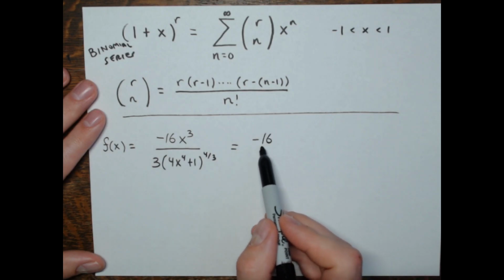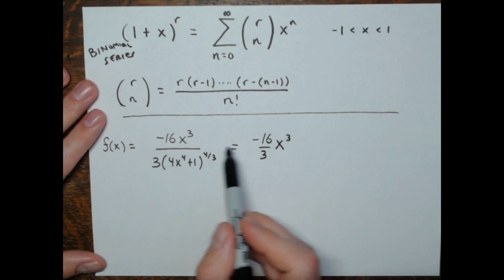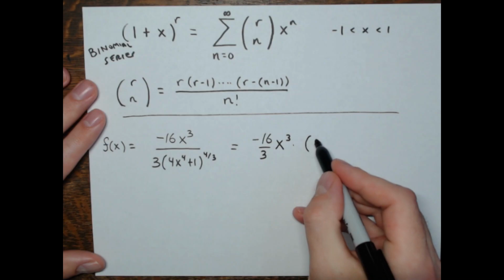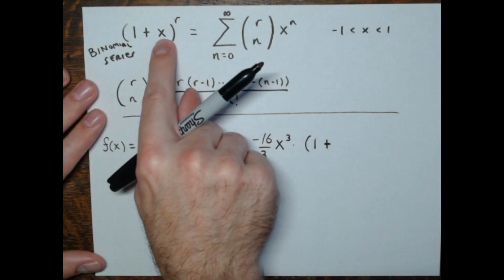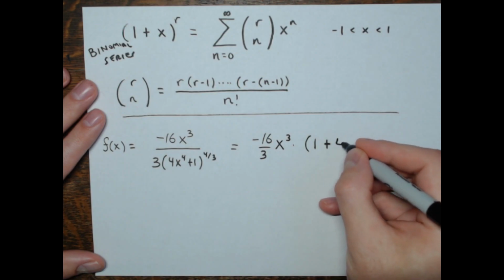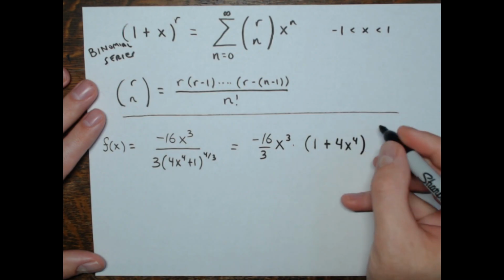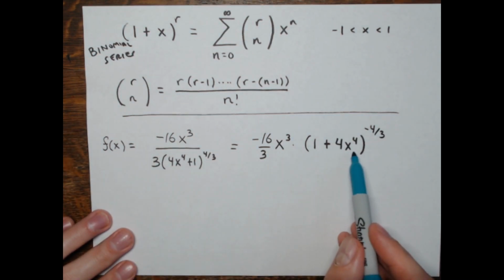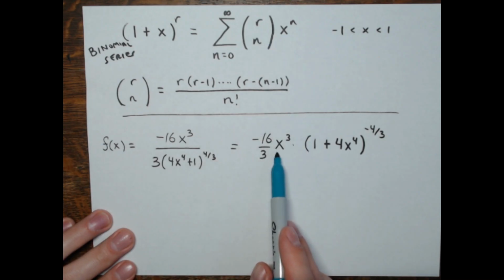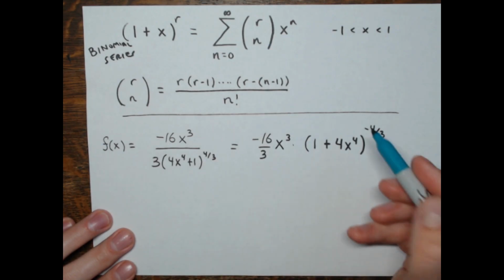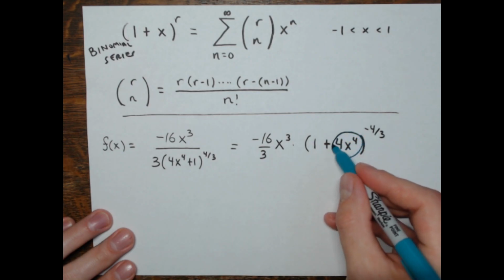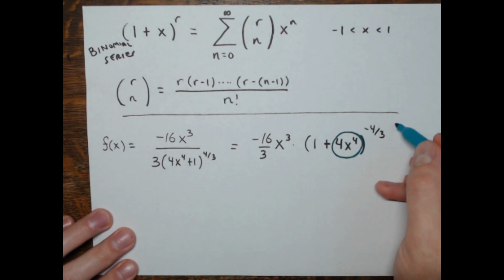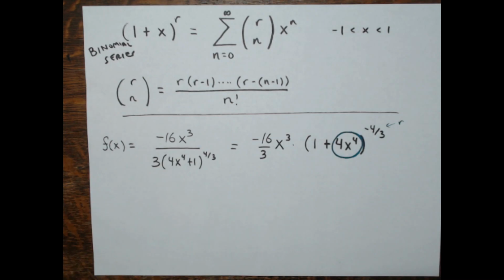You have negative 16/3 x cubed, right? Negative 16x cubed over 3 times, and then this is 1 plus something, right? That's going to replace the x here. 1 plus 4x to the 4th to the negative 4/3 power. So I have something I can write as a series right now, and then we're going to multiply by this polynomial, this negative 16/3 x to the 3rd out here. So this 4x to the 4th is replacing x in this series. And the value of r is negative 4/3.